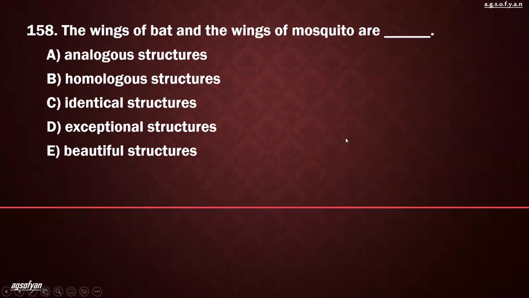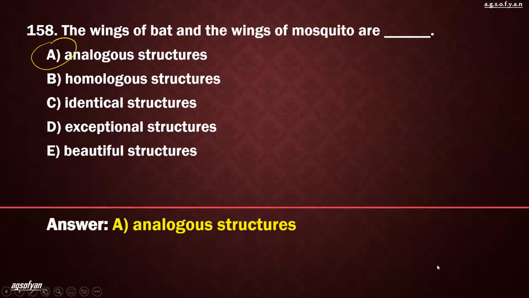Okay, now the wings of the bat and the wings of the mosquito, I just mentioned that. What is that? It is not the same structure, but it is the same function for flying. Yes, that's correct, the analogous structure. The structure is different, but the functions are the same. Okay, so please take a note.